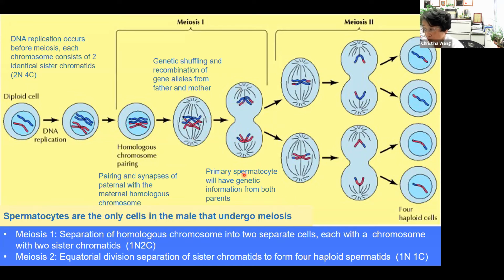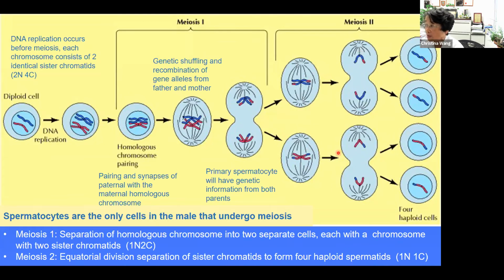And then they separate, and you can see here the chromosome is different from the original chromosome because now there is reshuffling of the genes, so they contain both the maternal and paternal genes. Then the cell undergoes first meiosis, which is a separation of the homologous chromosomes into two separate cells, each with a chromosome, and each chromosome still has the two chromatids. This process of meiosis 1 takes a long time, in terms of days.